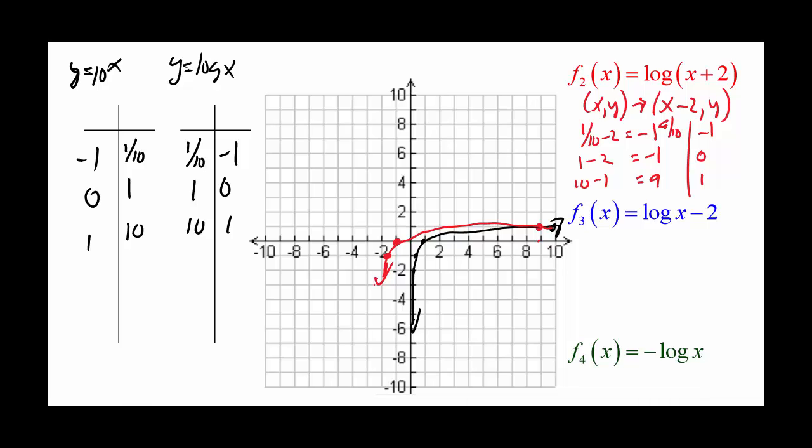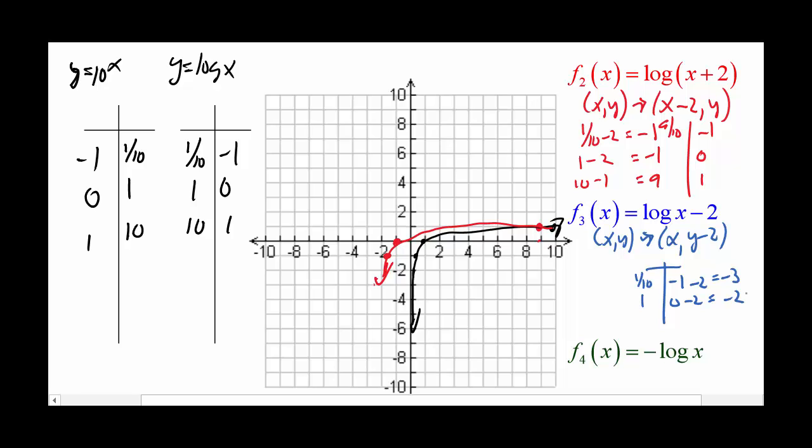Then we want the next one, which is log of x minus 2. Okay, so what's that minus 2 going to change? That's going to change the y's. And we're just going to subtract 2 from all of the y's. Okay, so I have 1/10, and I have negative 1 minus 2, which is negative 3. And I have 1, 0 minus 2, which is negative 2. And then I have 10 comma 1 minus 2, and that would be at negative 1.